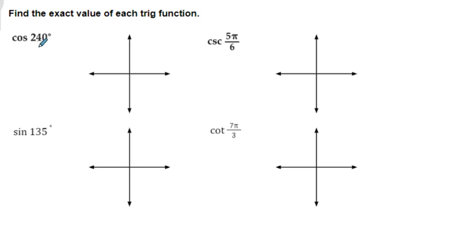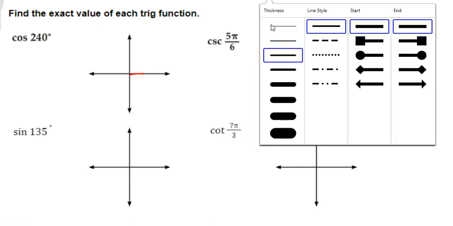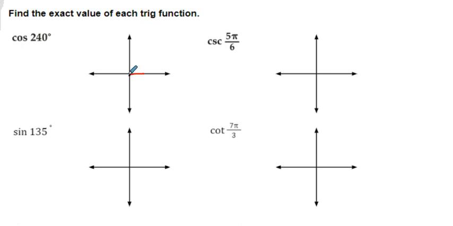So the first thing is we're almost always going to convert them to degrees. If they're not in degrees, we're going to put them in degrees. So this one's ready to go: 240 degrees. I'm going to switch over to black here. This is going to be my initial side, right? So here's your vertex, here's your initial side ray.